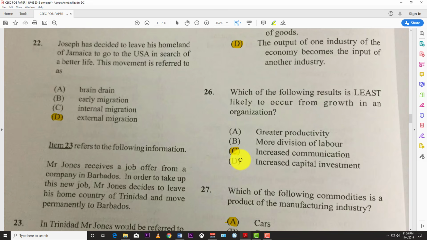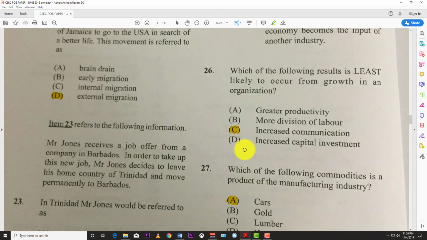26. Which of the following results is least likely to occur from growth in an organization? All right, so least likely to occur from growth in an organization. And the best answer here is C, increased communication. Now, as businesses grow, communication becomes more and more difficult. So that's the least likely to occur from growth, increased communication, because you have more people. So communication might just become more difficult. So it might decrease.